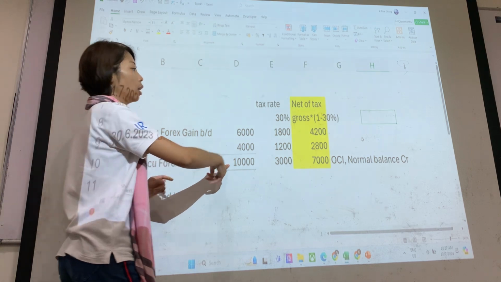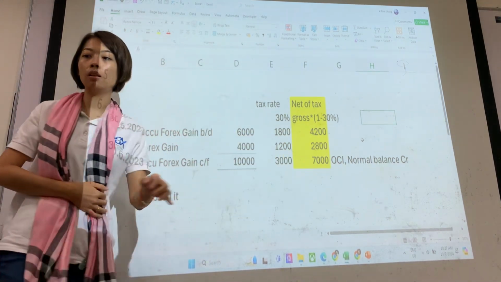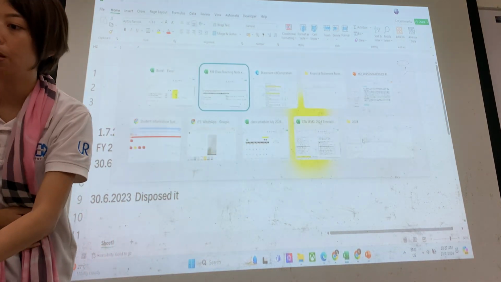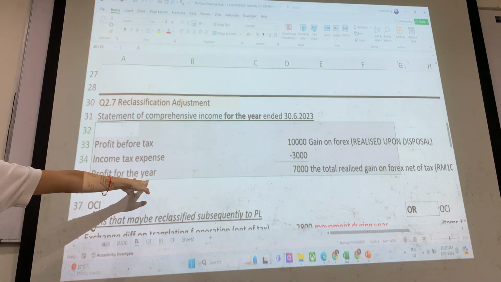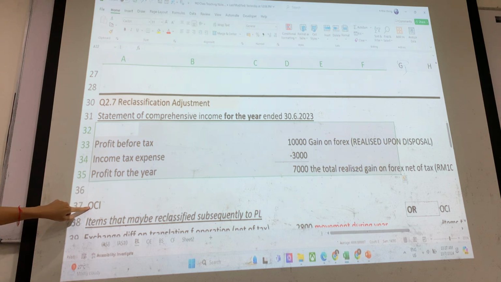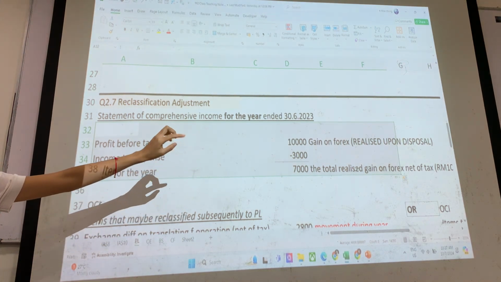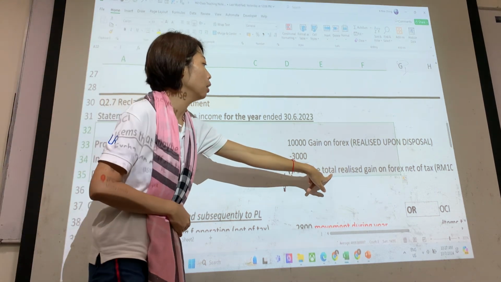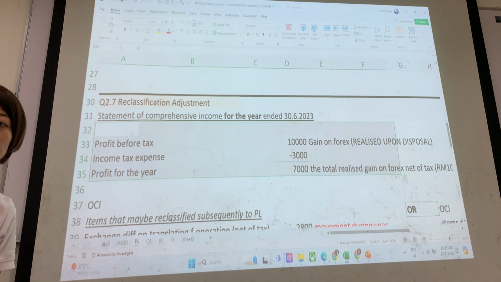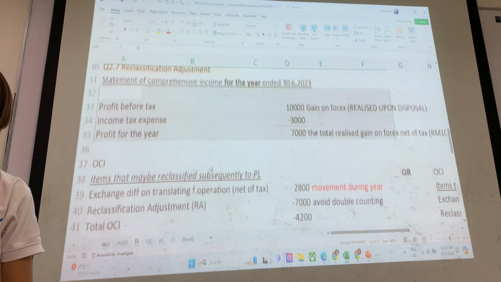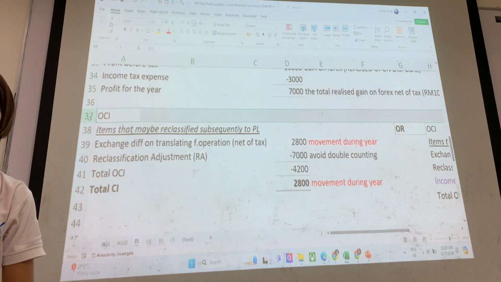Gross amount 10,000, net of tax 7,000, and it will actually appear over here like this. Up there, statement of profit or loss that side. This one is up there before the OCI. So we recognize 7,000 total realized gain, net of tax. I wrote it here. Now, there's a problem actually. Now, let's see. Then we move on to OCI.